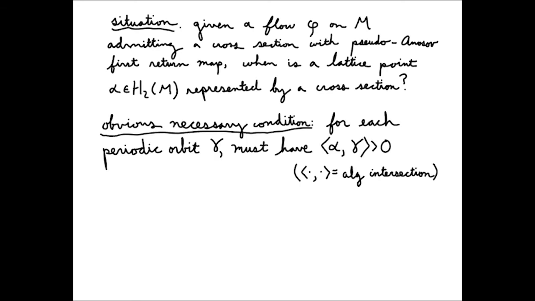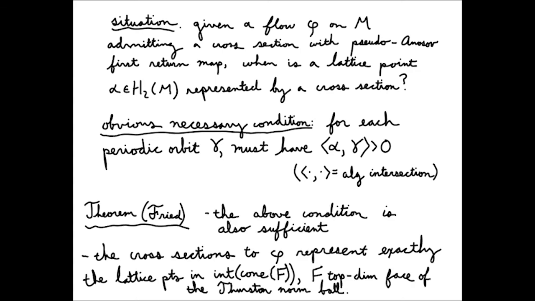The first thing you might require, if you're trying to give some condition that's necessary, is that for every periodic orbit of the flow, its homology class has to intersect positively the homology class that you're wondering if it's represented by a cross-section. And the theorem of David Fried is that the above condition is also sufficient. So a lattice point is represented by a cross-section if and only if it's positive on the homology classes of every closed orbit.